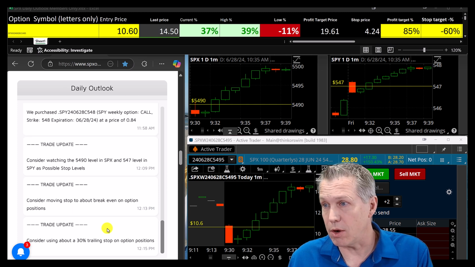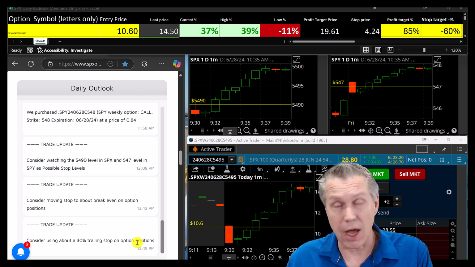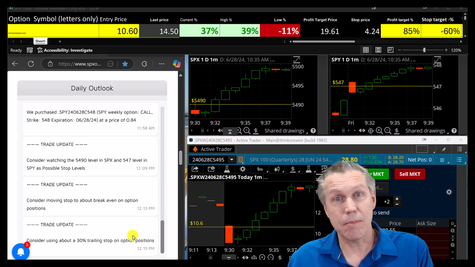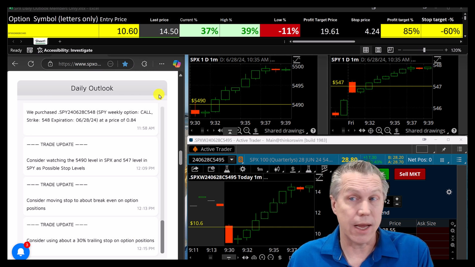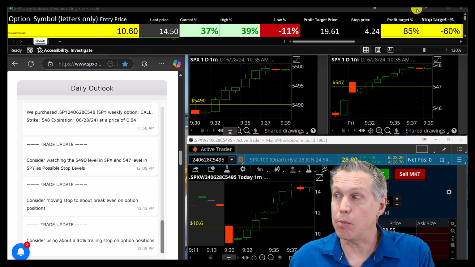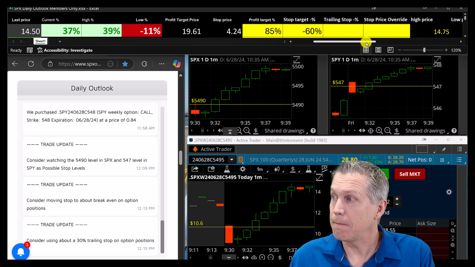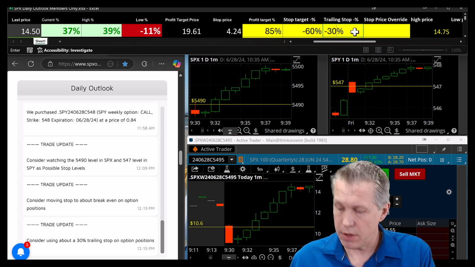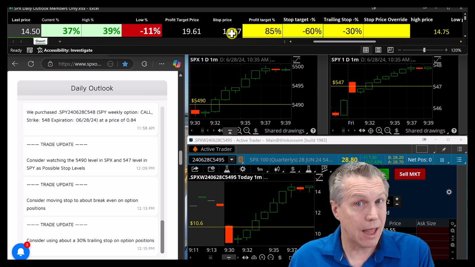There's been a new update here on our daily outlook. It says, consider using about a 30% trailing stop. Now, at this point, that means that if it's 30% off the high, we would look to exit our trade. And our Excel spreadsheet comes in handy here because we can just come up to the Excel spreadsheet, we can enter right here trailing stop percentage, and we enter a negative 30. That tells us the stop price would be at 11.57.